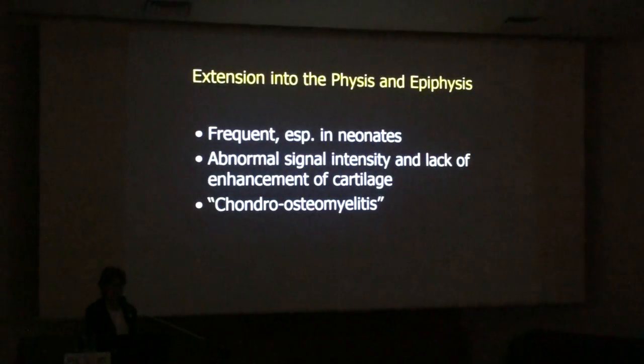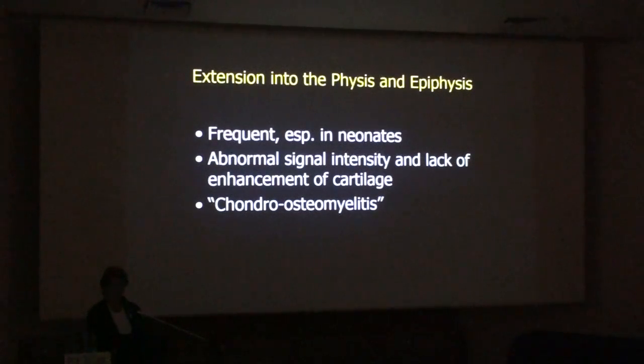Okay, once it's gone across the physis into the epiphysis, how can we tell if there's no bone there, or if there's a very subtle abnormal signal? Well, as we said, extension across the growth plate is very frequent in young children because there are a lot of vessels that traverse across from the metaphysis to the unossified epiphysis. And so what we would look for are areas of abnormal signal intensity and abnormal lack of enhancement of cartilage.